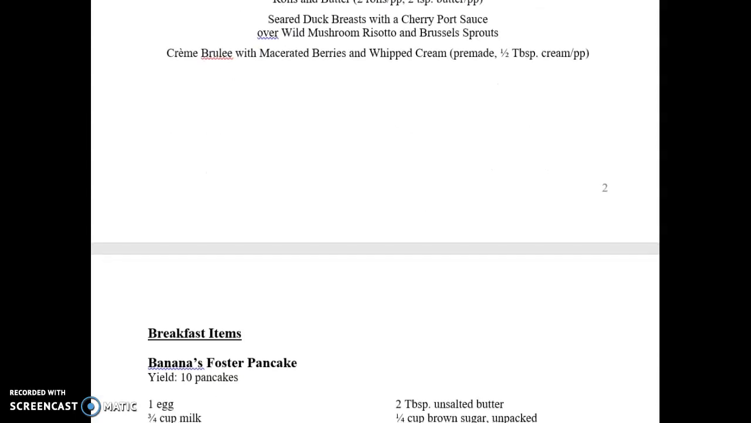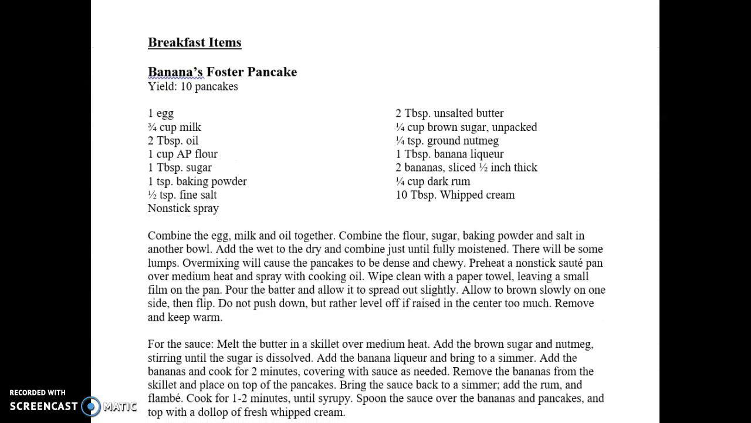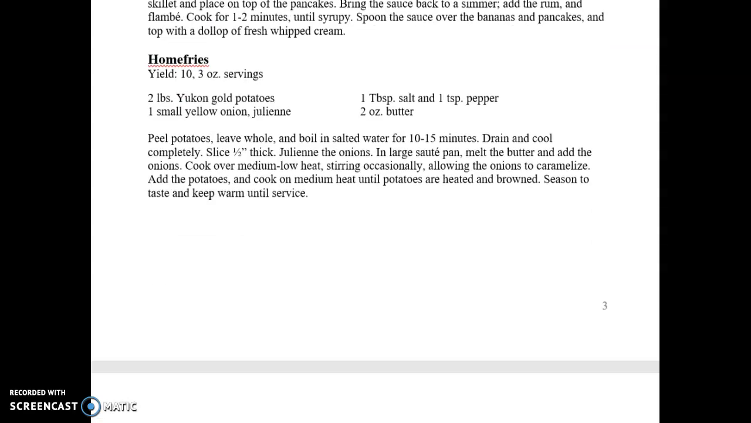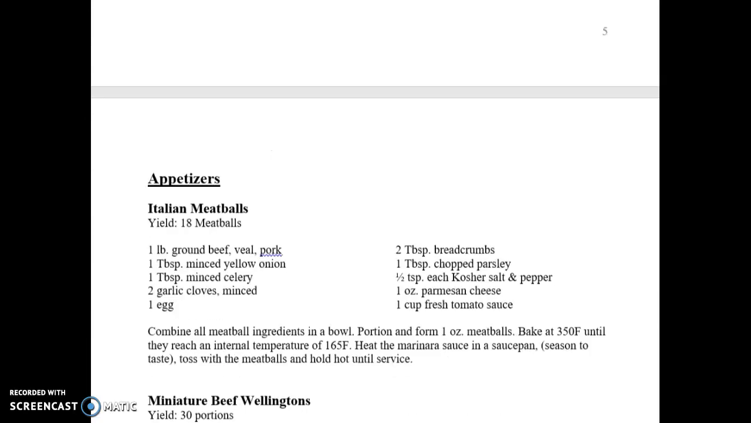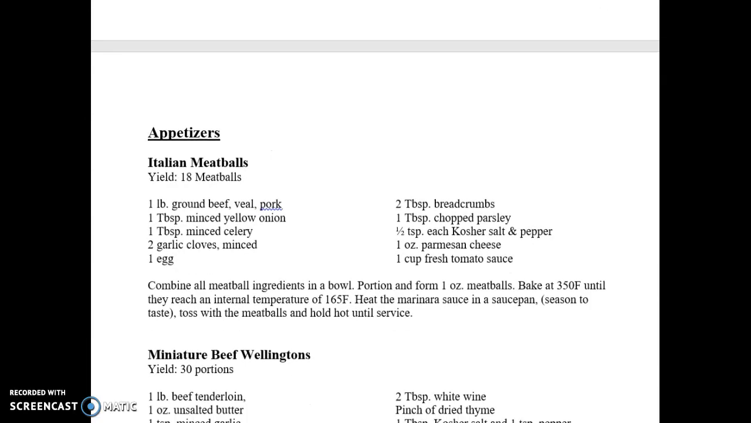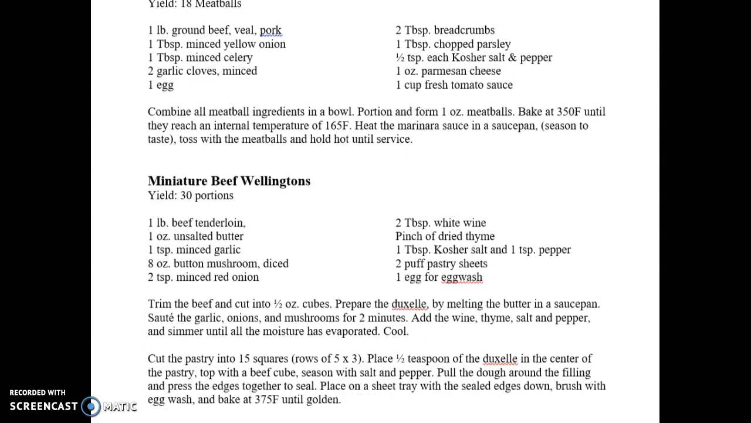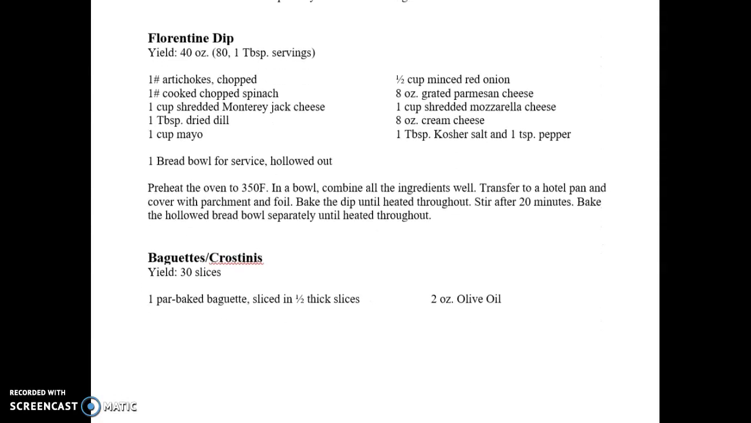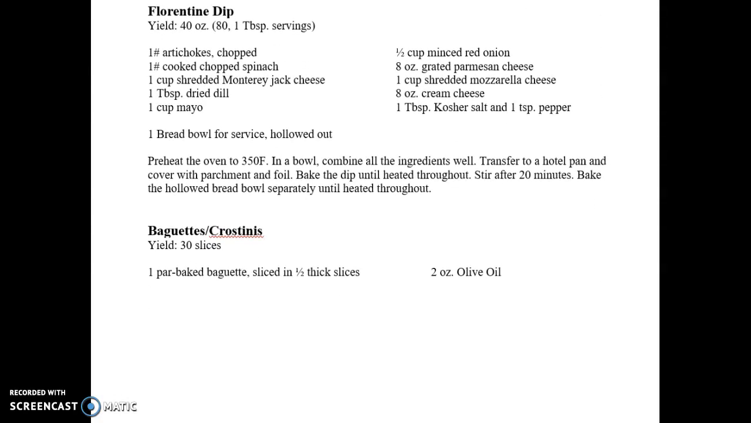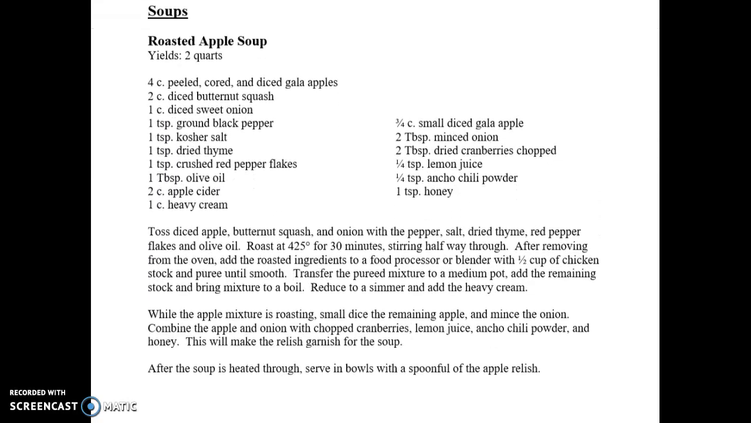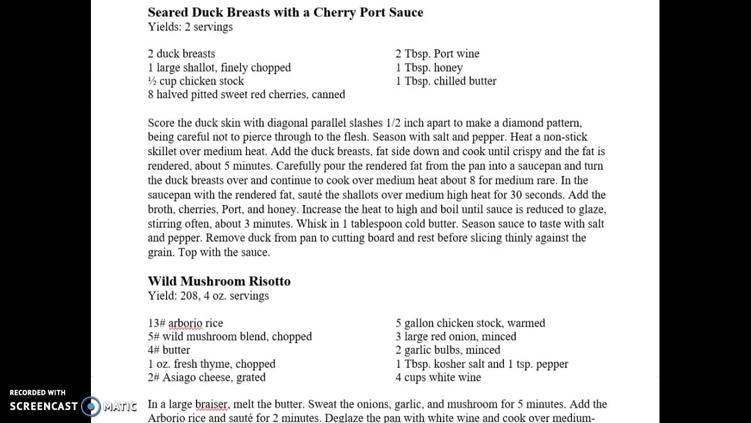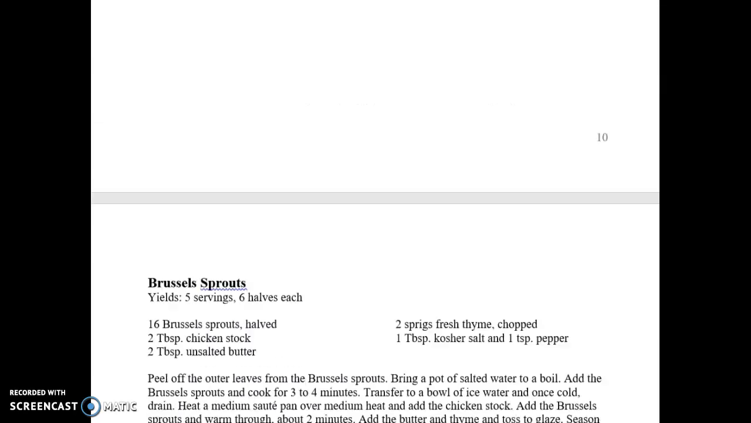Continuing down through the project here, you will see each of the items listed, first with your breakfast items, then continuing on through your hors d'oeuvres and appetizers. We have our Italian meatballs, our beef Wellingtons, bruschetta, crab dip, Florentine dip, and your baguette. Then it will be your salad, followed by your soup, and continuing on with your entree, and concluding with your dessert at the end.